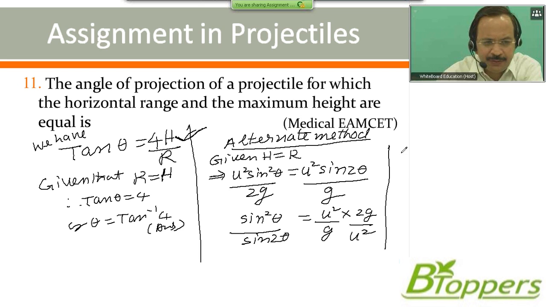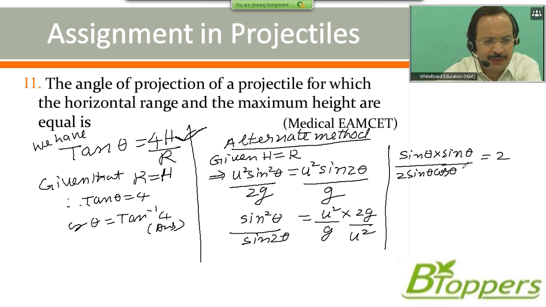So we can substitute here sine 2 theta equal to 2 sine theta cos theta. In sine square theta I can write sine theta into sine theta on the left hand side. On the right hand side you get 2. So one sine theta gets cancelled. So you get sine theta by cos theta, tan theta, equal to 4, or theta equal to tan inverse 4.